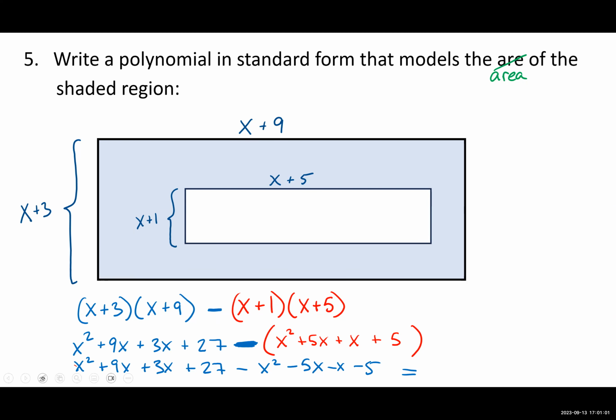So now let's collect like terms. We've got an x squared here, and we have a minus x squared here. We have a positive x squared and a negative x squared, so they cancel.